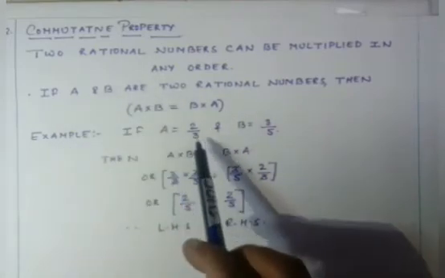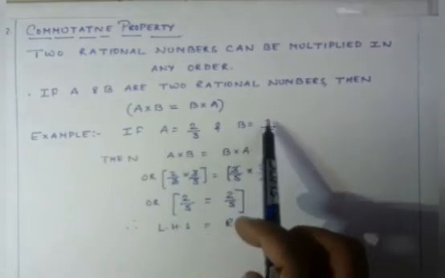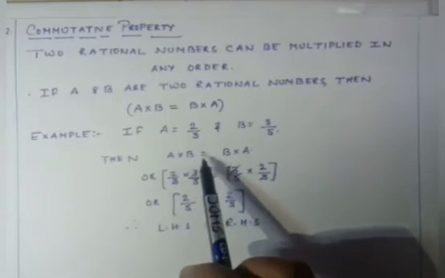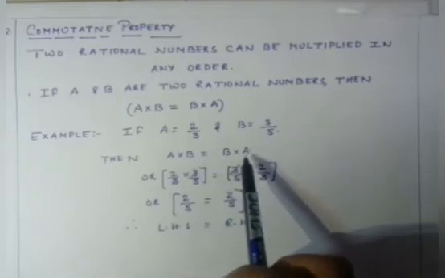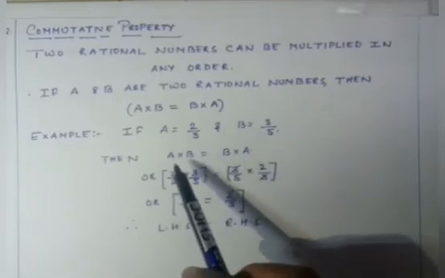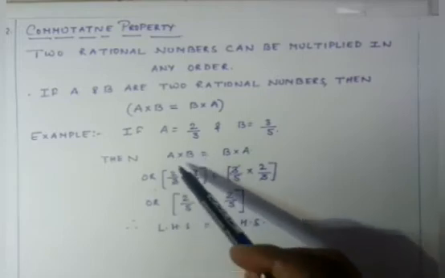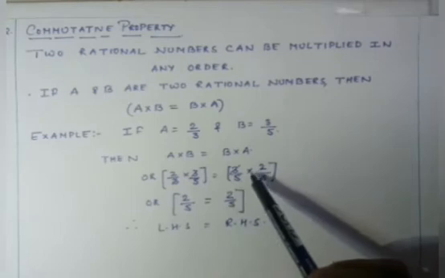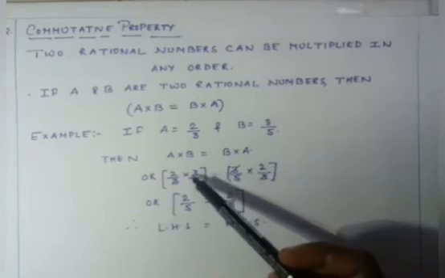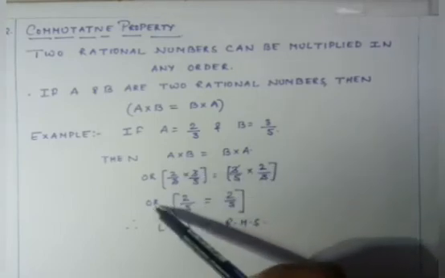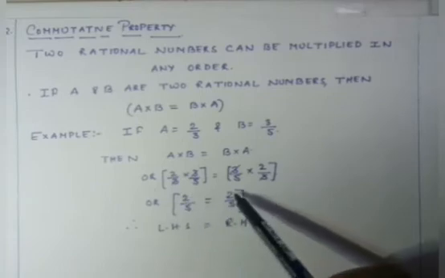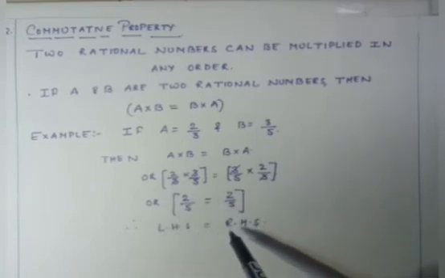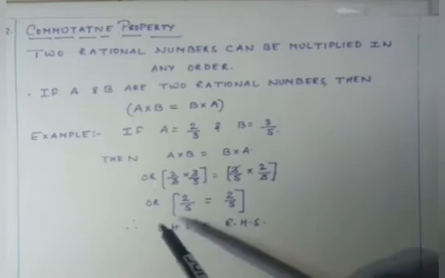Let us see with the help of an example. If a is equal to 2 upon 3 and b is equal to 3 upon 5, then according to the property a into b is equal to b into a. When we put the value of a and b, 2 upon 3 into 3 upon 5 is equal to 3 upon 5 into 2 upon 3. 3 cancels on both sides. So what will be the answer? 2 upon 5 is equal to 2 upon 5. This shows that LHS is equal to RHS.